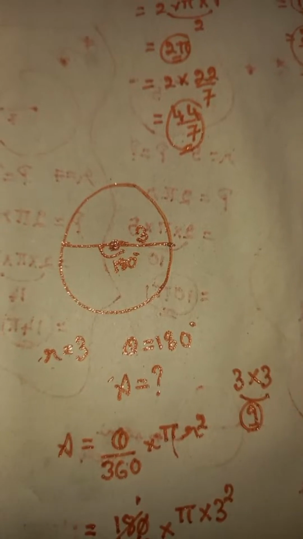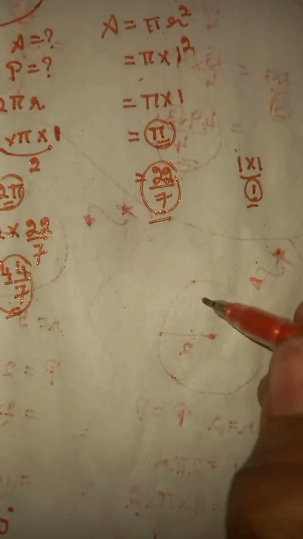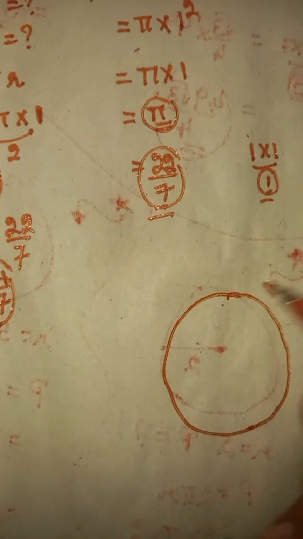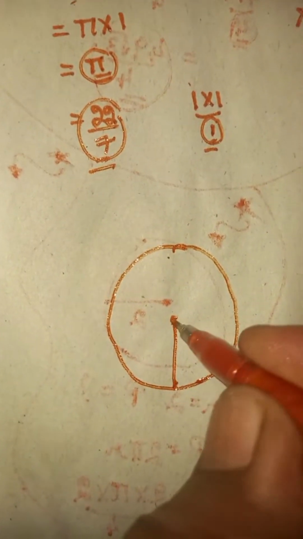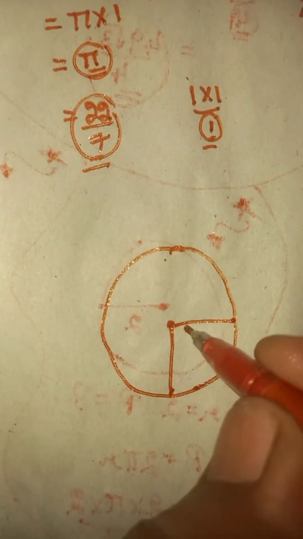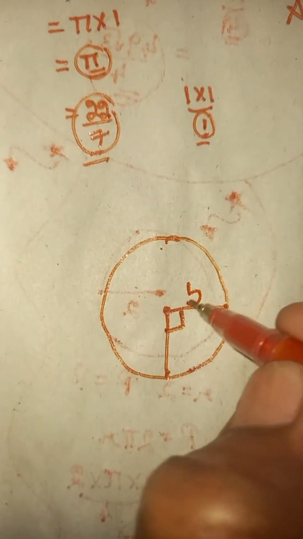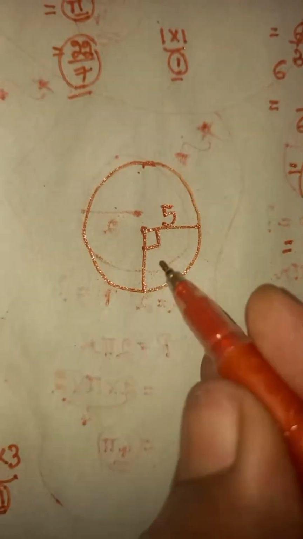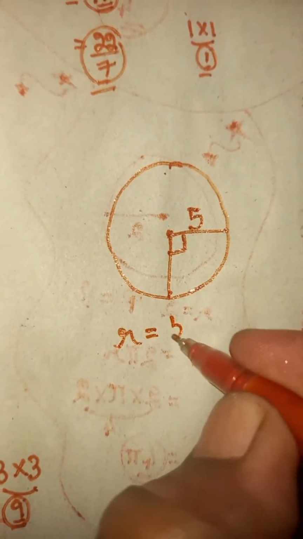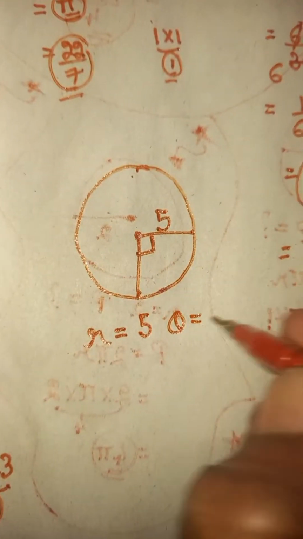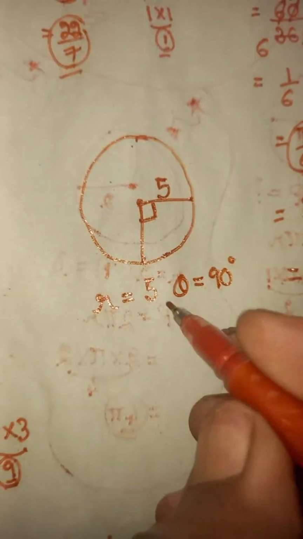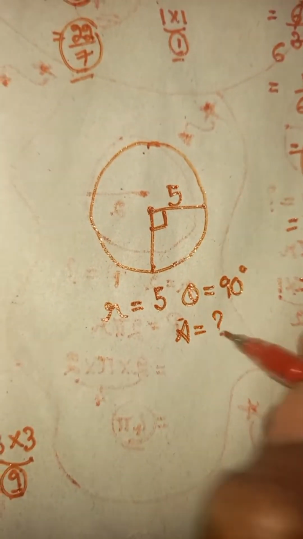Let's take out one more problem. Here they are giving one more circle, but here they are giving a quarter of a circle. Quarter of a circle means this angle is going to be 90 degrees. Here the radius they are giving is 5 units. If the radius given is 5 units and the theta angle is 90 degrees, you need to find out the area of the circle.